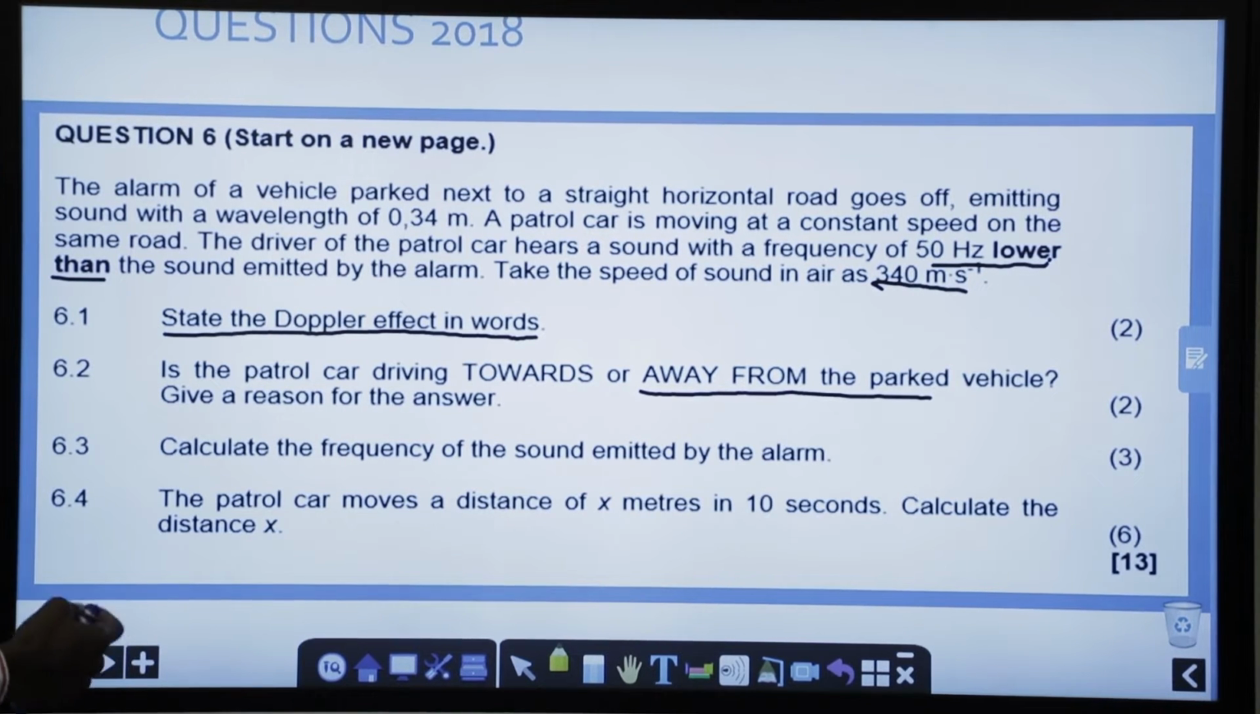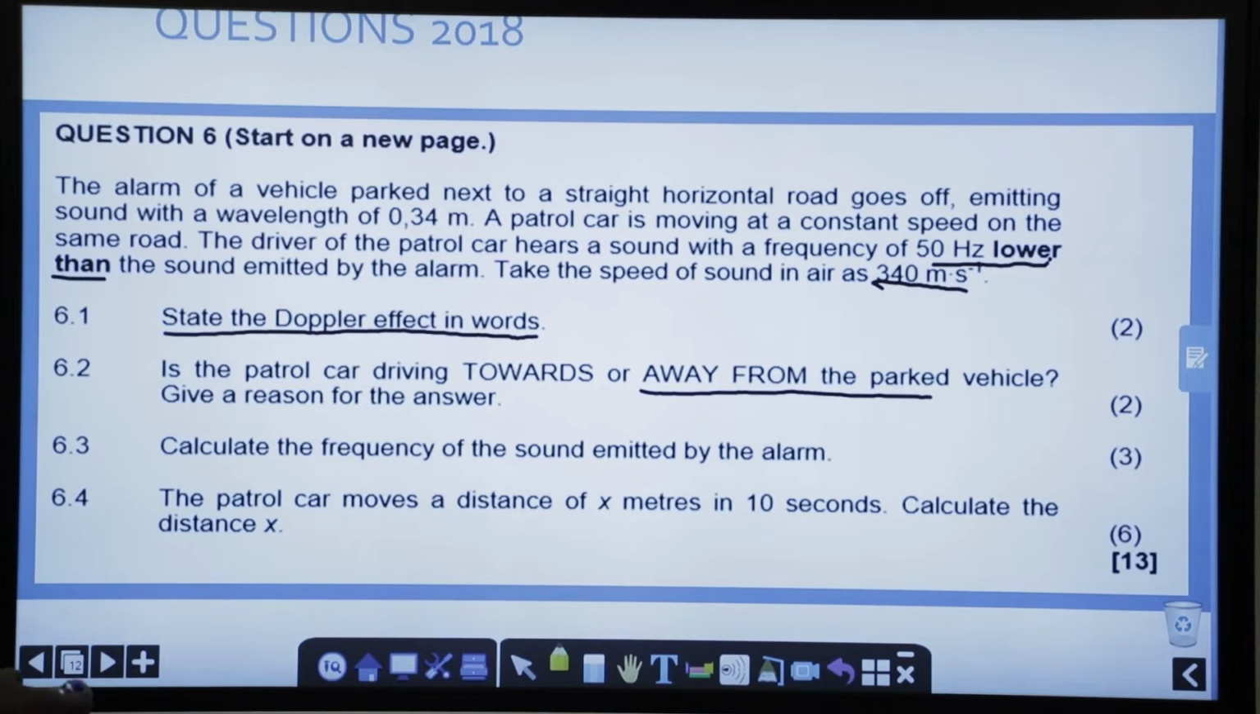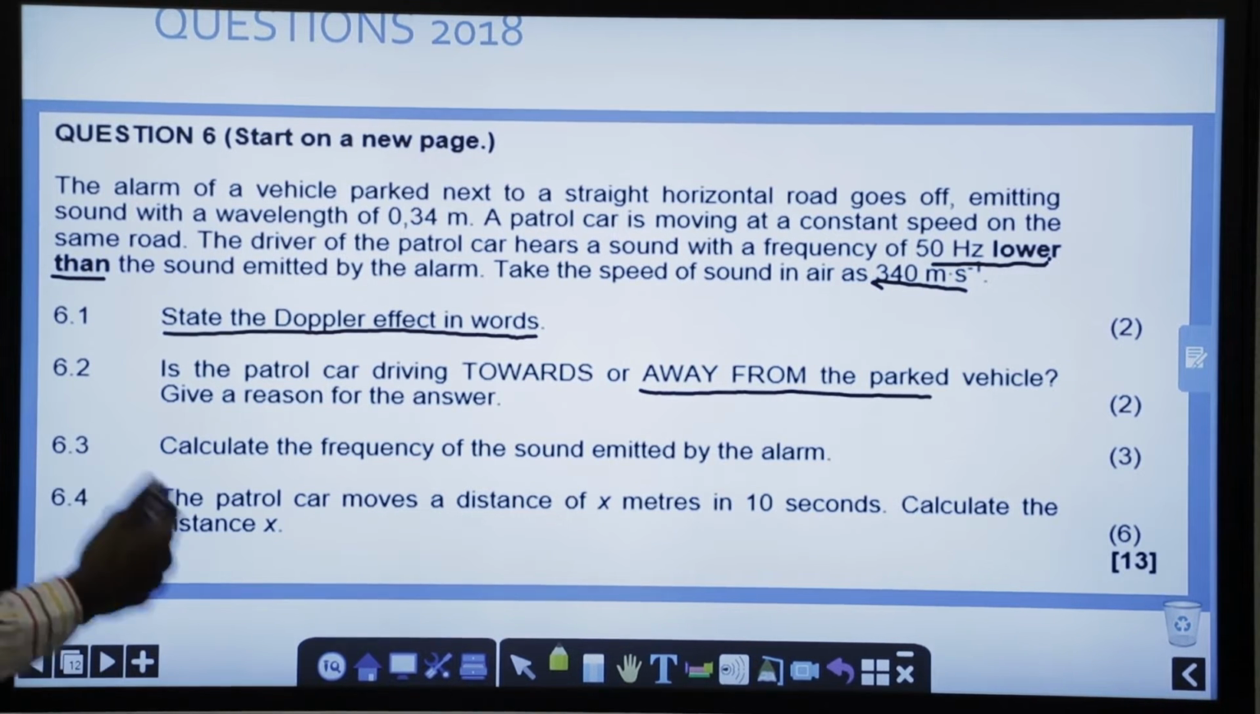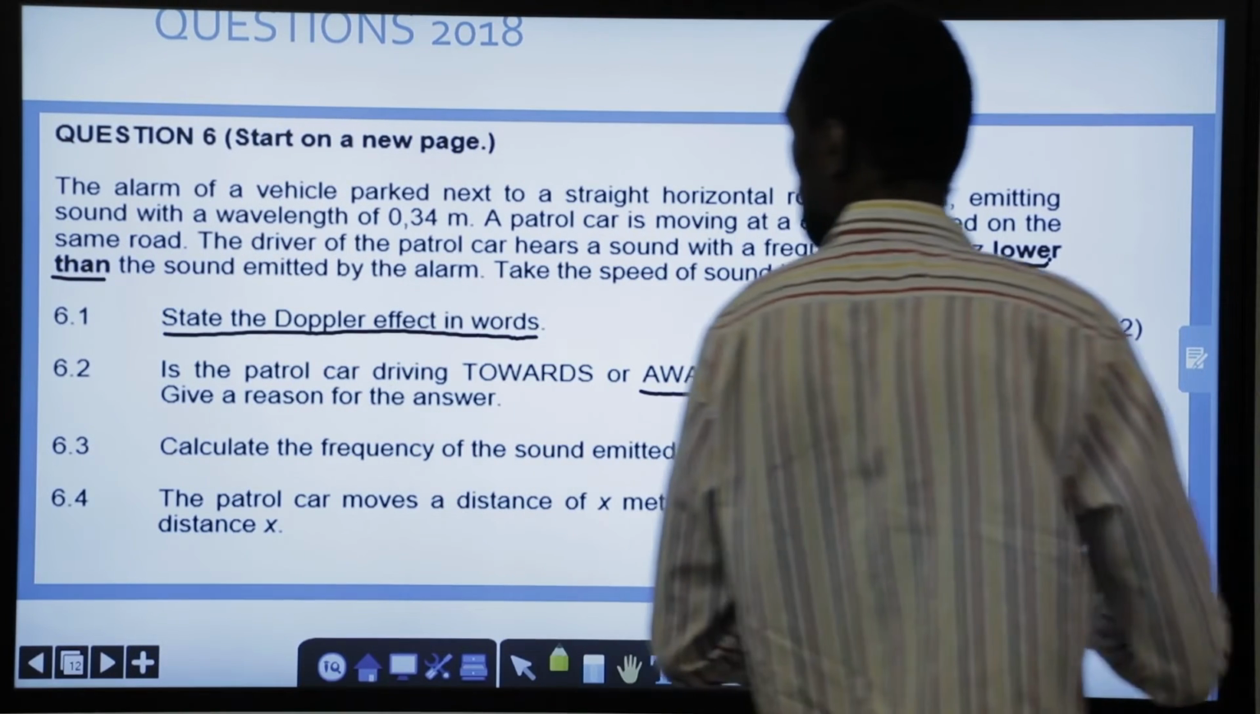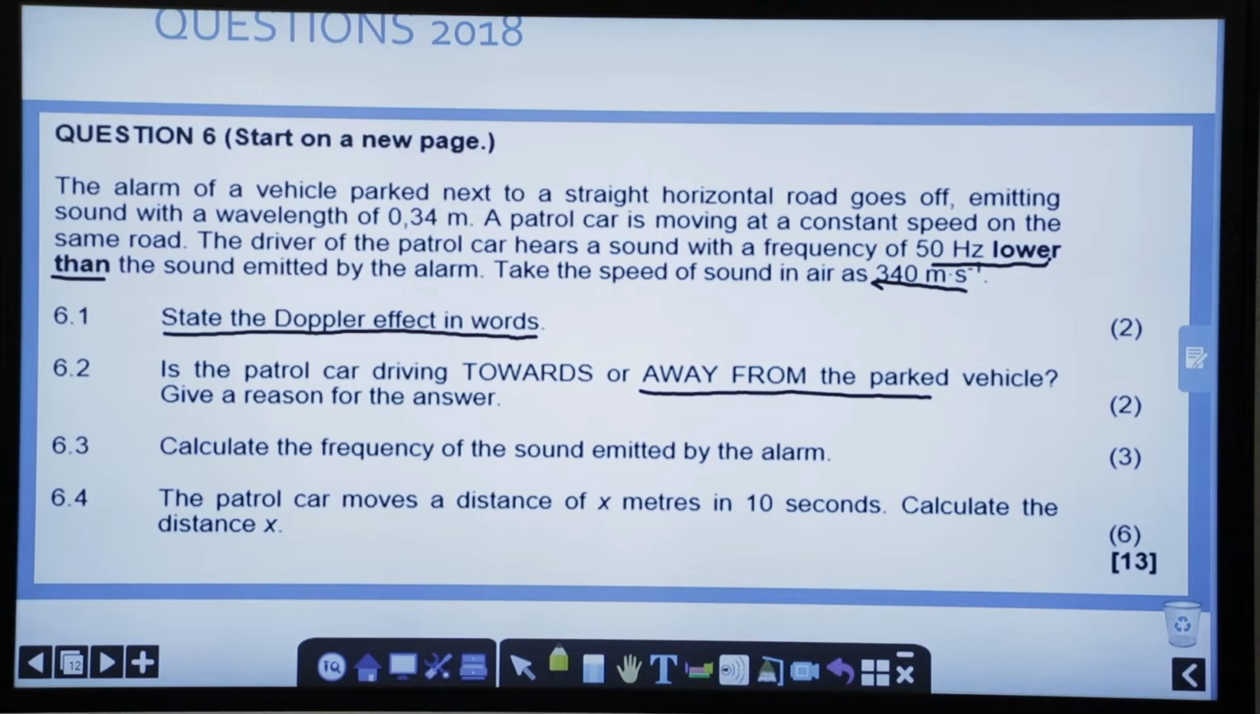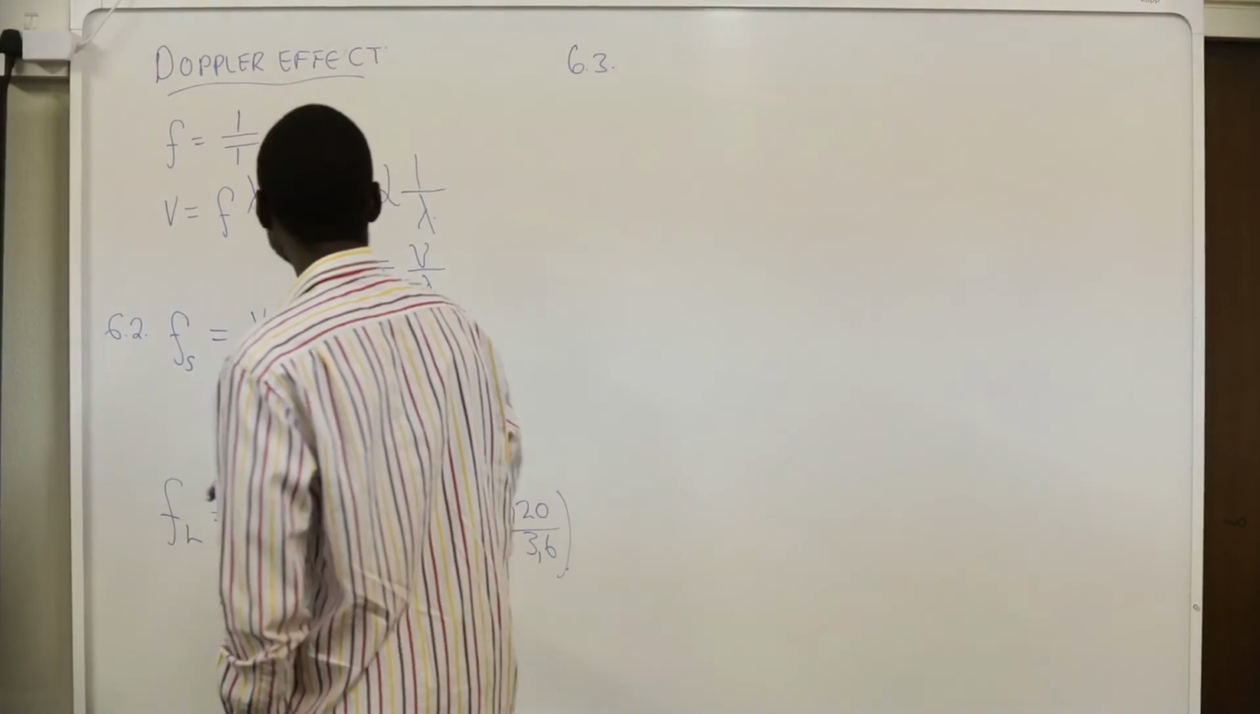Next part says calculate the frequency of the sound emitted by the alarm. Okay, so we want to find the frequency of the sound emitted by the alarm. Very simple question again, 6.3. Says calculate the frequency emitted by the alarm.